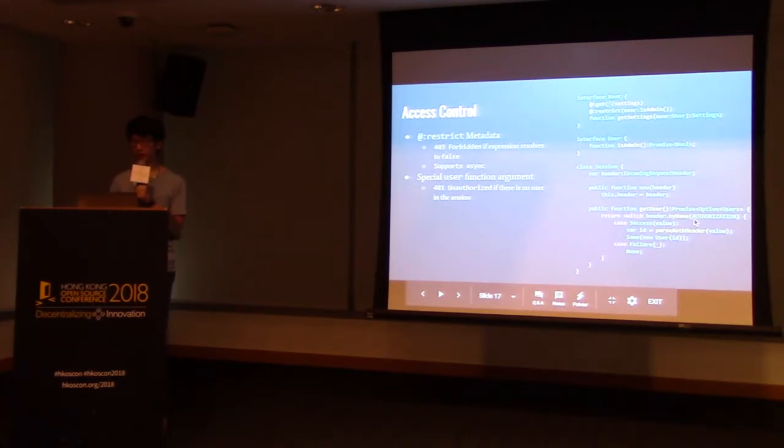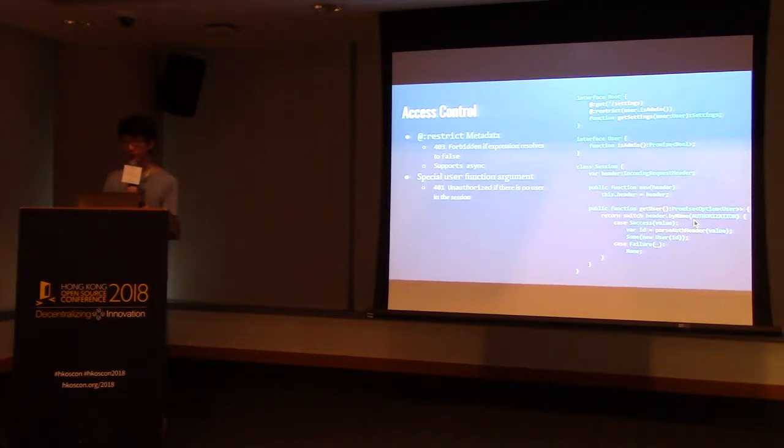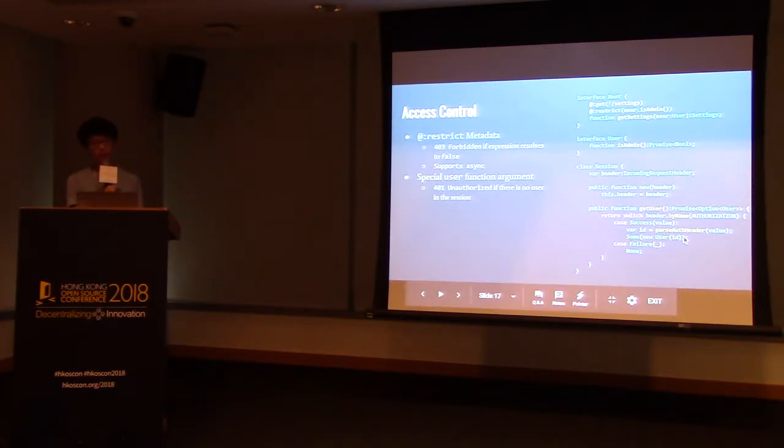So in this example, I will just inspect the header and find out what the authorization header is, and try to parse the header and get an ID from it. Then you can query the database, or you can embed all the information in your header, so that you just make sure you know who is issuing that request. And then you'll be able to create a user which has this admin function, and in turn you can use it in the restrict metadata.